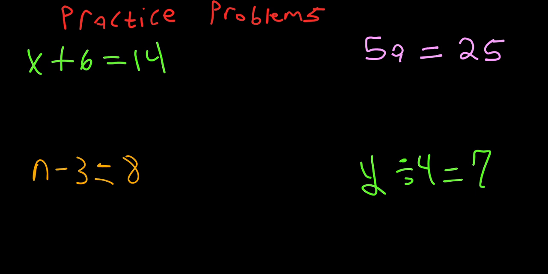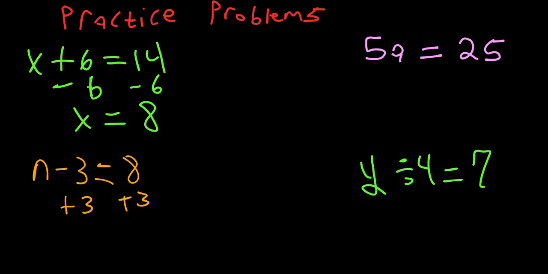Okay, let's start with question number 1, top left, green. X plus 6 equals 14. We're going to use an inverse operation, which is minus 6. Minus 6. That will eliminate the 6 from the left side of the equation, and we'll get x equals 8. That equation is solved. Now we have n minus 3. We're going to again use the inverse, which is plus 3 to both sides. We will then have n equals 11.